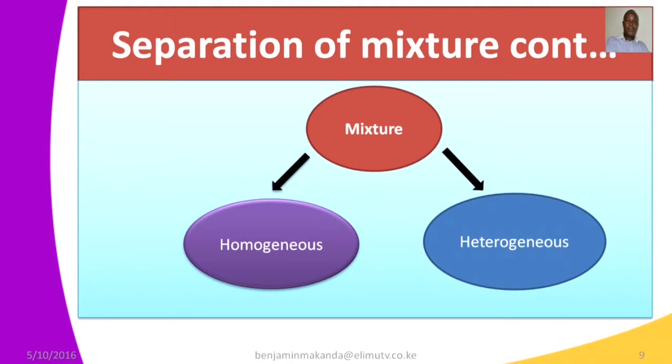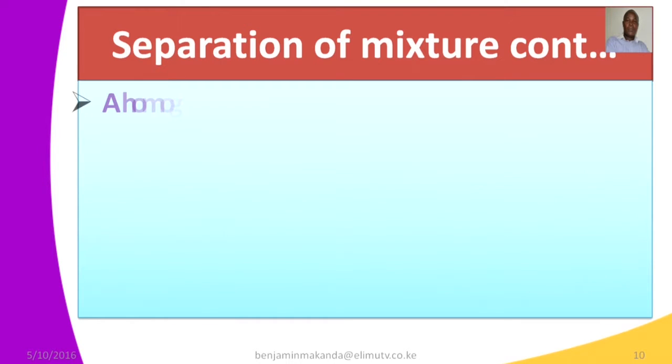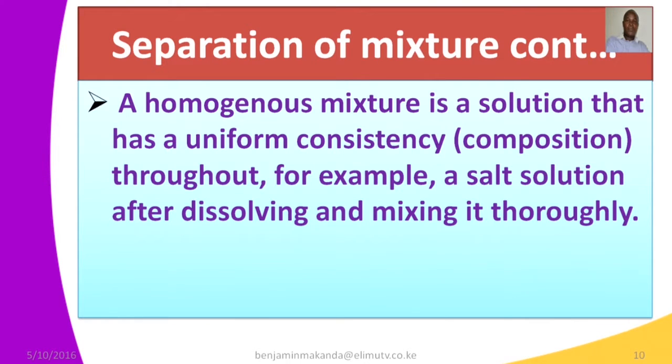So we want to understand what homogeneous mixtures are. What is a homogeneous mixture? A homogeneous mixture is a solution that has a uniform, consistent composition throughout. For example, a salt solution, after dissolving and mixing salt thoroughly with water. You may not be able to see the particles of salt in the mixture. This is a homogeneous mixture because it has consistency. The composition is uniform.